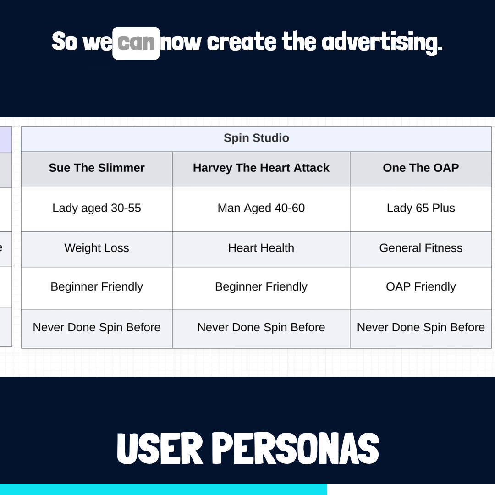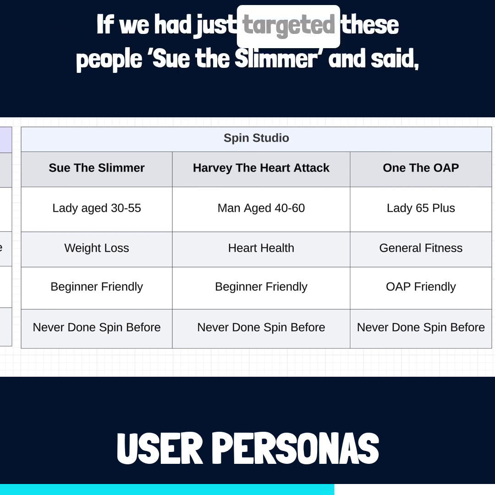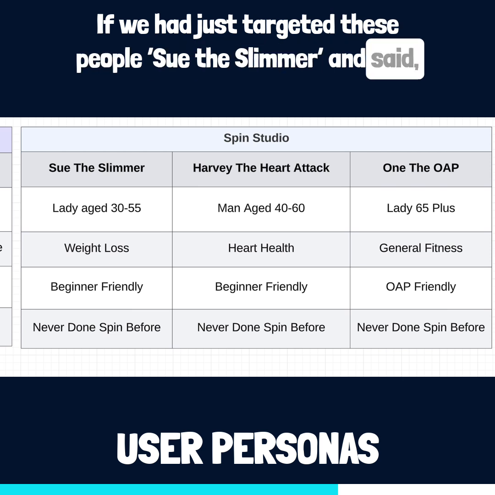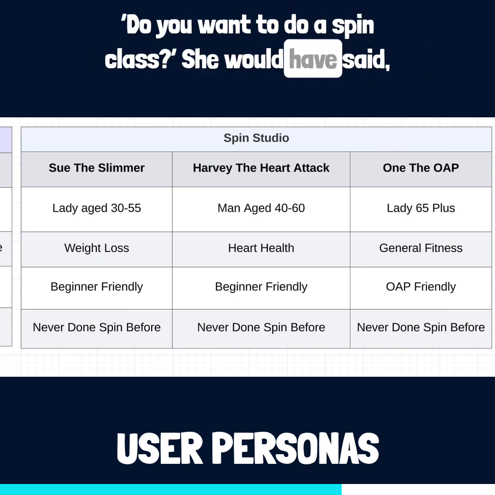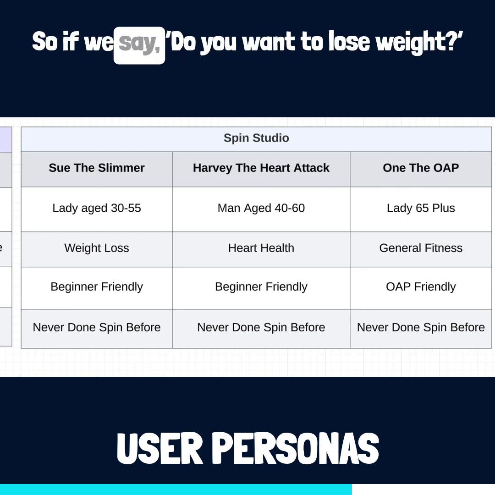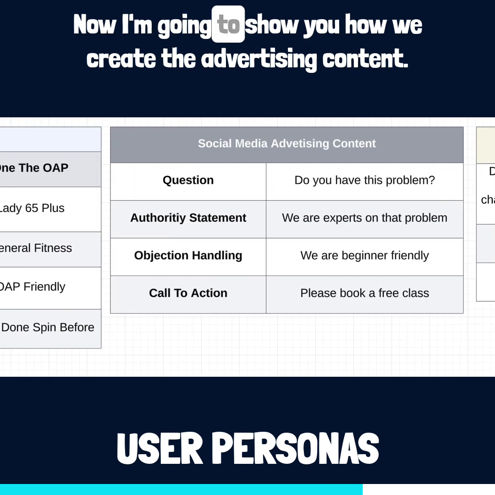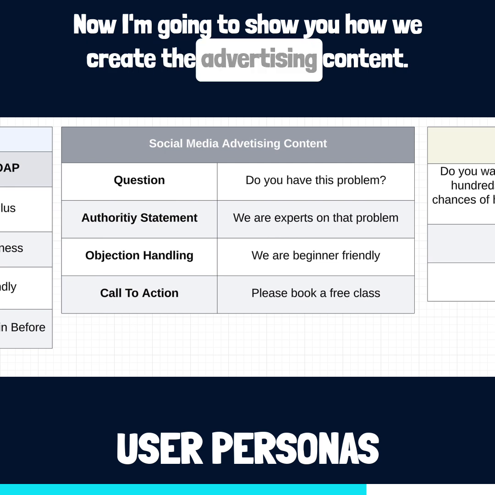So we can now create the advertising. Because if we had just targeted Sue the Slimmer and said, do you want to do a spin class? She would have said no, because she doesn't know what it is. So we target the problem first. So if we say, look, do you want to lose weight? We then introduce the class. Do you see how that works? And I'm going to show you how we create the advertising content.